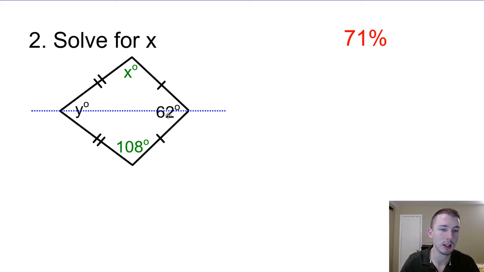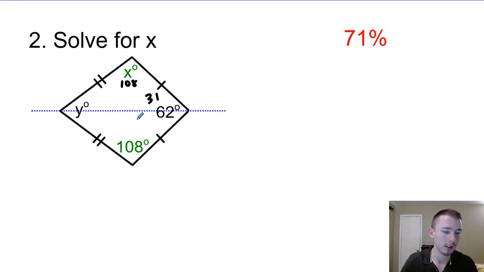But this 62 degrees, that one actually gets cut in half. So you could cut it in half if you wanted to. That would make this 31 degrees. And then you could say, so that was 108, then 31, and then you could solve for the missing one here. But that's more work than you actually have to do.